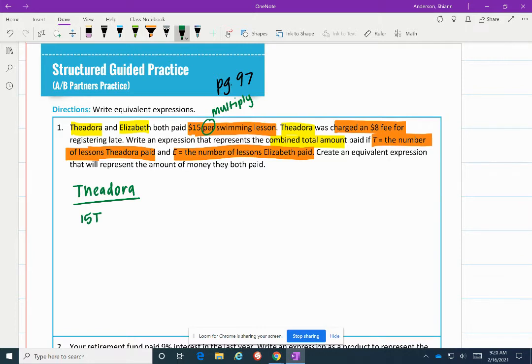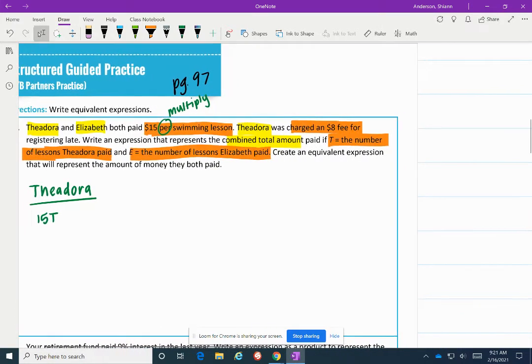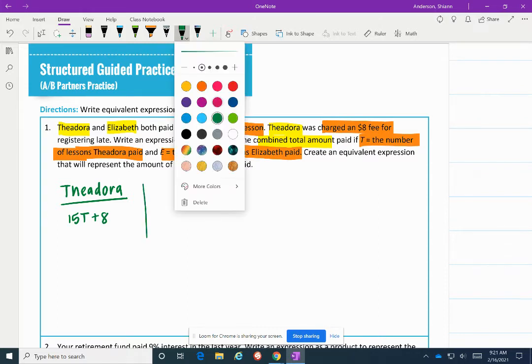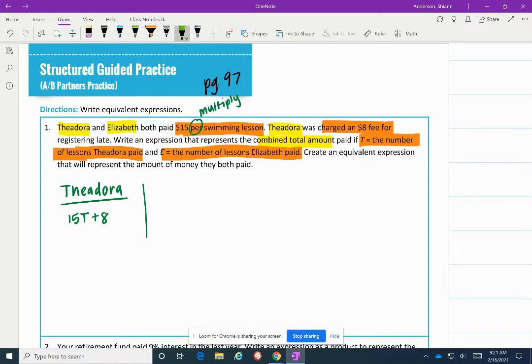Then Theodora was also charged $8 fee for registering late. So this was like a one-time fee and it was added on, so she's still paying more. So because it was an additional fee or she's being charged more, we are just going to add that $8 fee. So there's Theodora's. Now we need to do the next thing that we highlighted, which was Elizabeth.